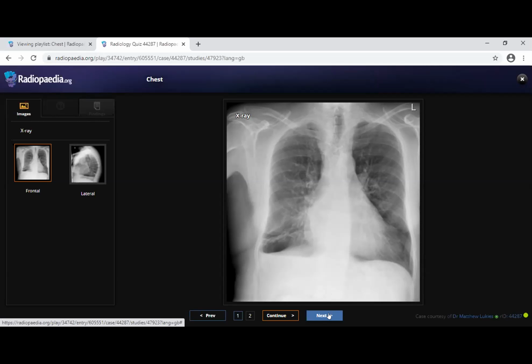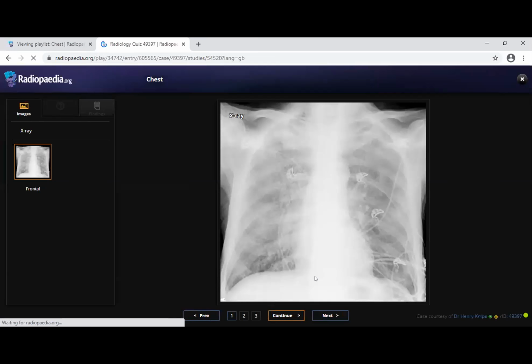What do you do with the patient? I would like to compare with any previous image and do echocardiography. Okay. Next case.